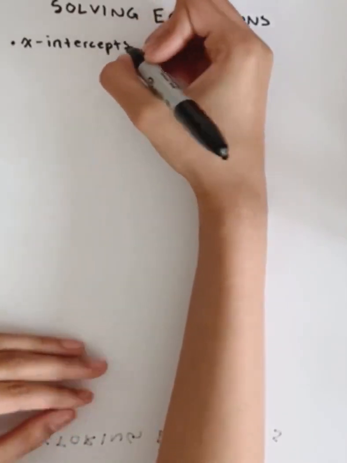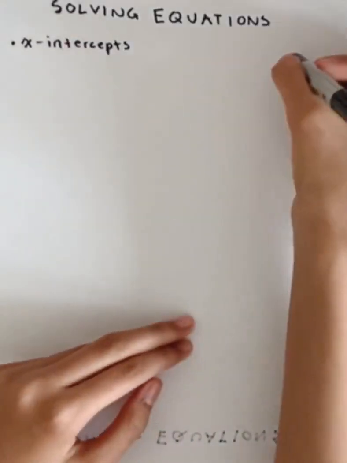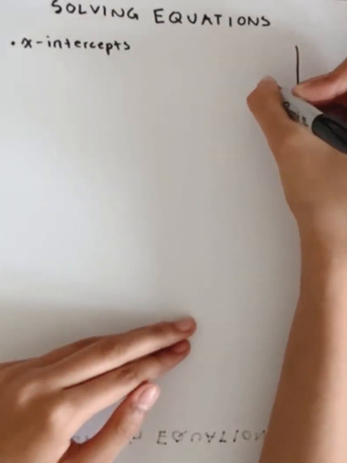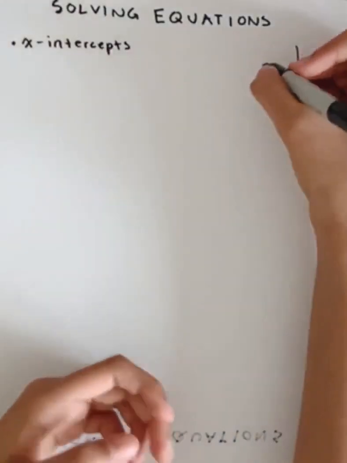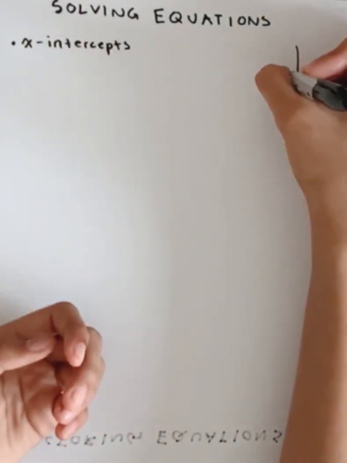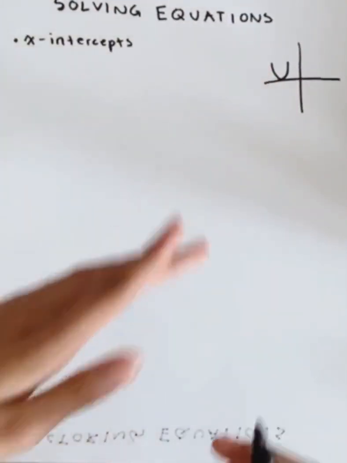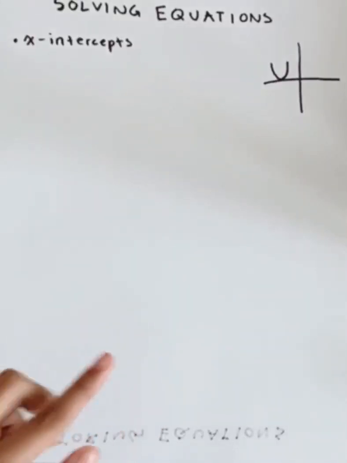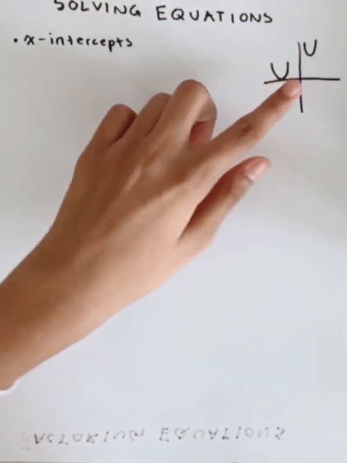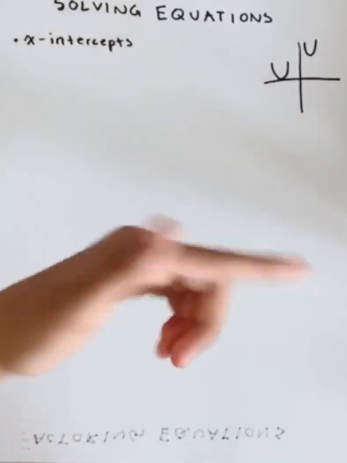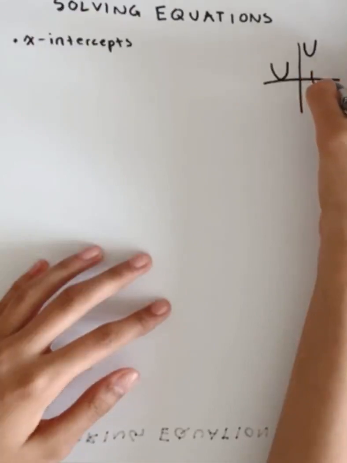And there are only 3 possibilities for this. So I'm going to make a mini little layup. The first possibility is that your graph is like this. The vertex is on the x-axis, meaning there's only one solution because it's one x-intercept. Another thing that could happen is yours is up here. That means there's 0 solutions because it's not touching the x-axis at all.